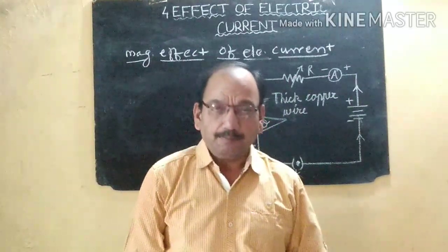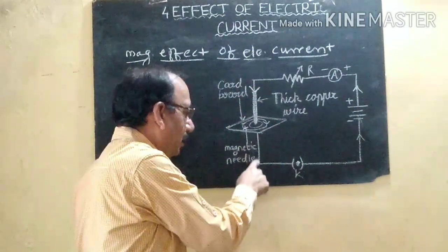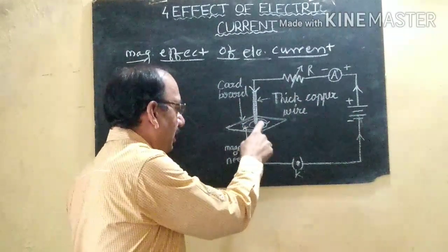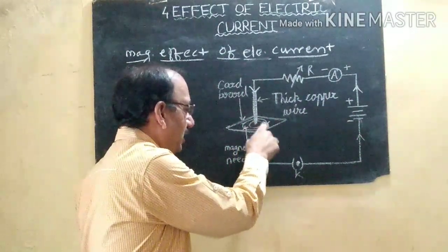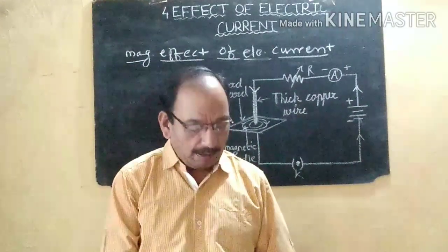Why does this happen? Because this current carrying conductor works as a magnet. Therefore, these magnetic lines of force, the concentric circles, are formed, and they indicate the magnetic field of that particular current carrying conductor.